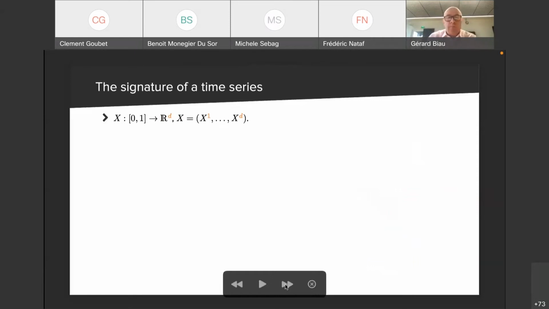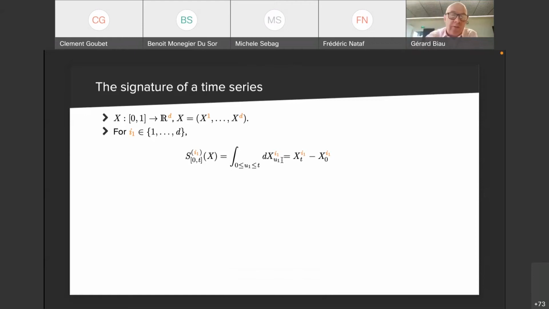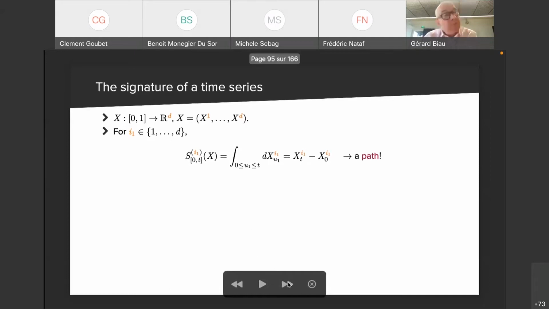So you have a path from [0,1] to R^d, and x1, ..., xd are the coordinates. So it's a temporal path. So take one coordinate, a1. So the coefficient here is between 0 and t, so t is time of x, my path, and I1 for the coordinate number 1 is just the following integral. So again, if you don't like this dx, just think about it as x' dt. So you integrate between 0 and t the coordinate number 1. So of course, that's the coordinate at time t minus the coordinate at time 0. But of course, it's between 0 and t, so it's a path again.